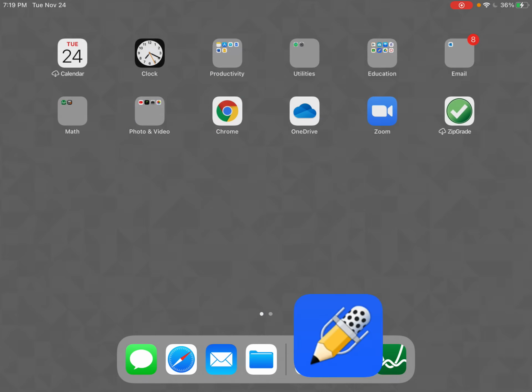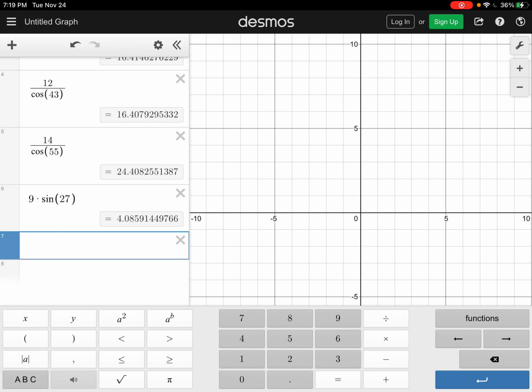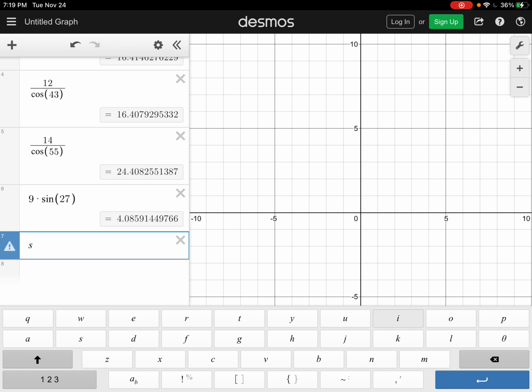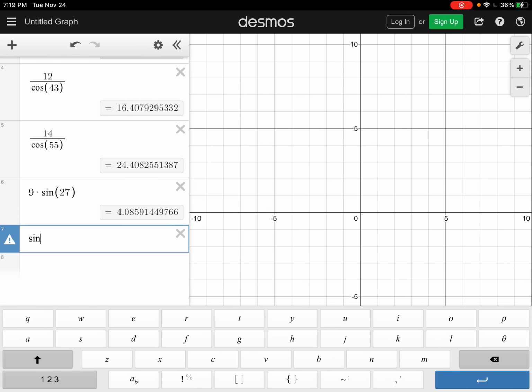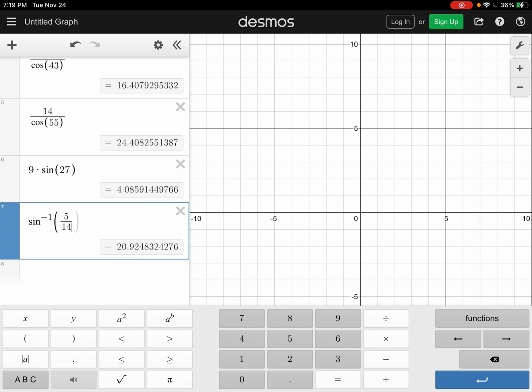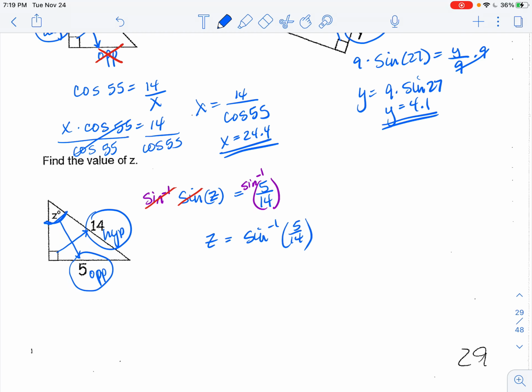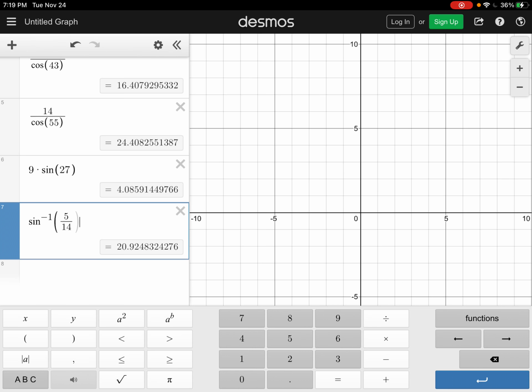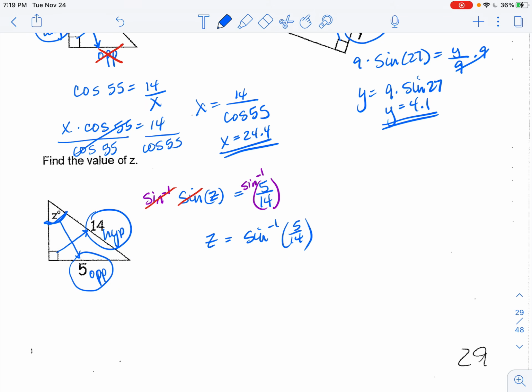Now let's take that to Desmos. Okay, so this is sine inverse. So I'm going to type in sine, and then I'm going to raise it to the -1, open parenthesis, and I believe that was 5 divided by 14. Okay, let me just make sure I have that correct ratio. Inverse sine of 5 over 14. Yep. My angle is 20.9 degrees. And we're going to practice this a little bit more in our next lesson. But this is 20.9 degrees. That's how you solve for an angle.